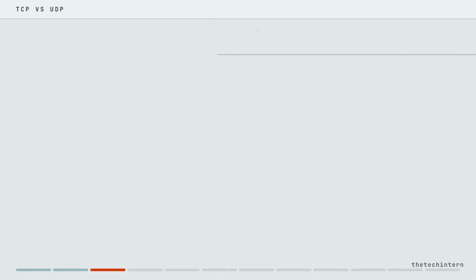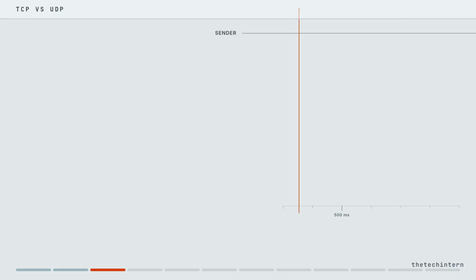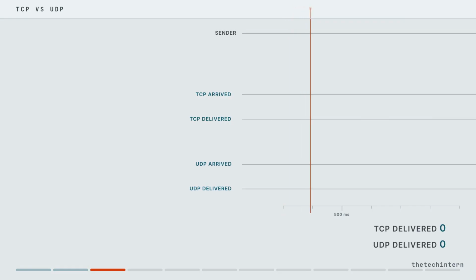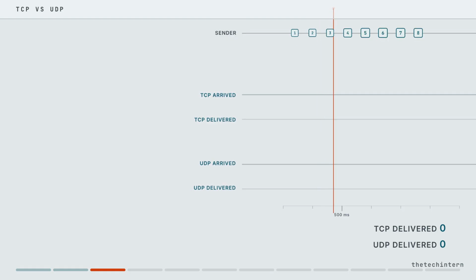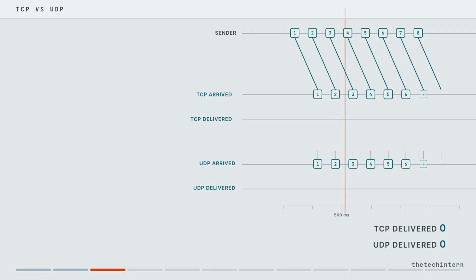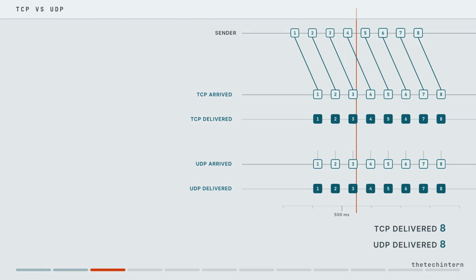Here's that same traffic on a clock. Time runs left to right. The sender is along the top. Two receivers underneath. One speaks TCP, one speaks UDP. 8 packets leave. 8 lines draw across. All 8 arrive, at both receivers, at exactly the same instant.